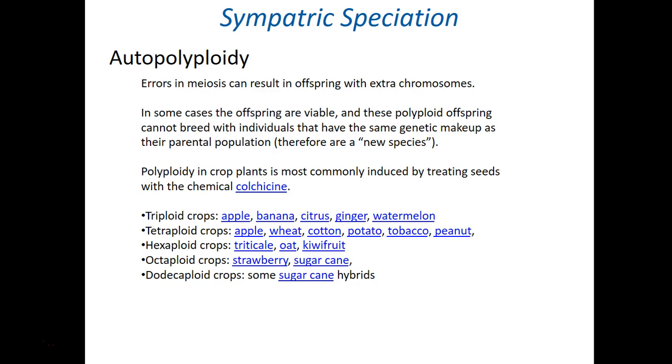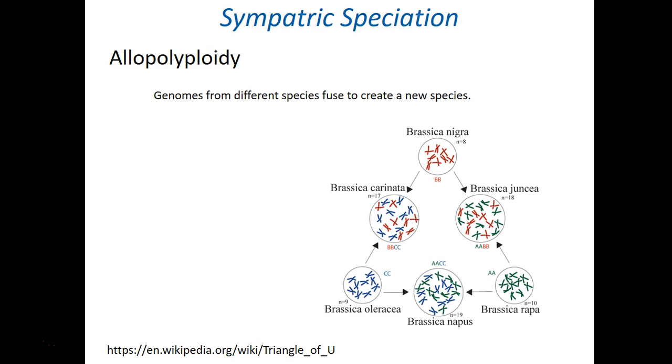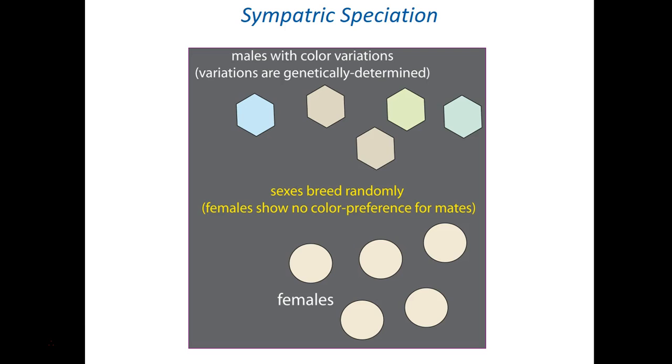That's what autopolyploidy means. Now the second form is allopolyploidy, and that's when you have genomes from different species fusing to create a new species. And one of the most famous examples of this is called the triangle of U. And in this you have three ancestral species of brassicas. These are wild mustards, and when they crossed with each other, they formed three new species of hybrid mustards. Some of them include canola oil, etc. So if you want to read more about it, definitely look up the triangle of U.